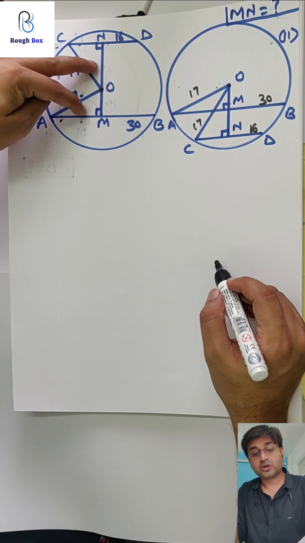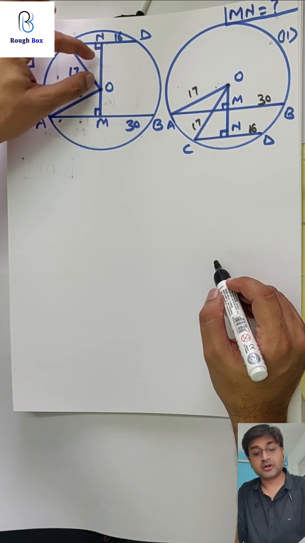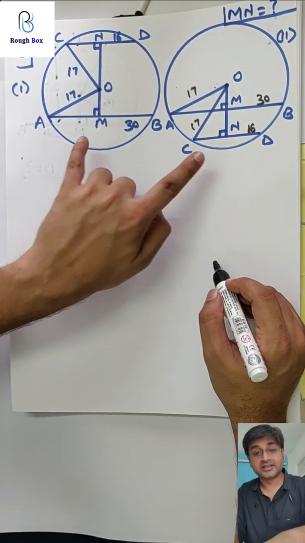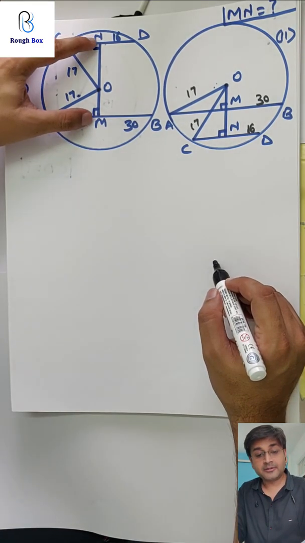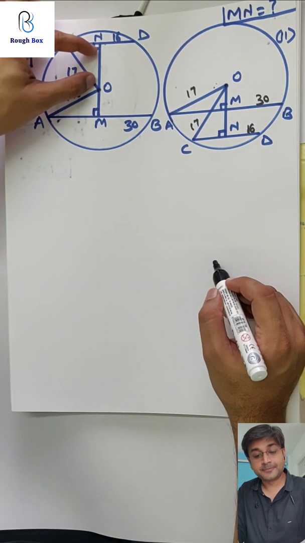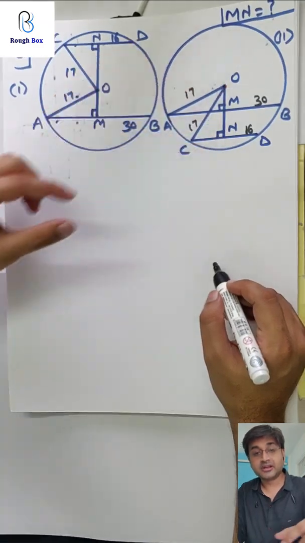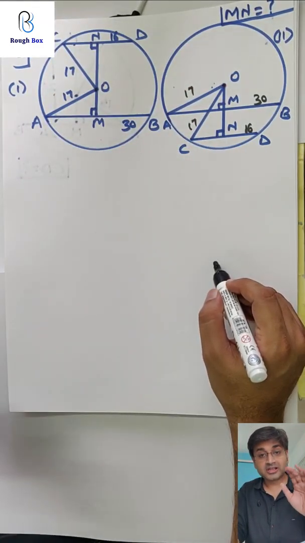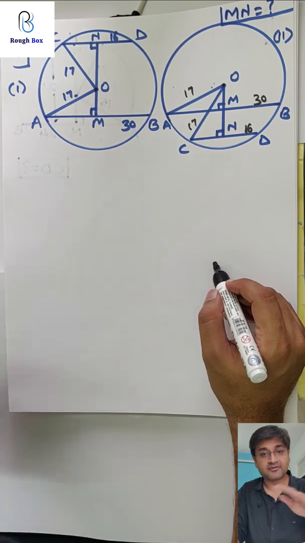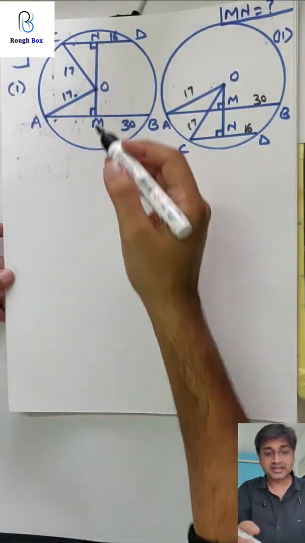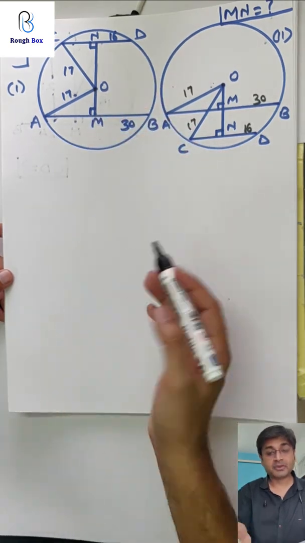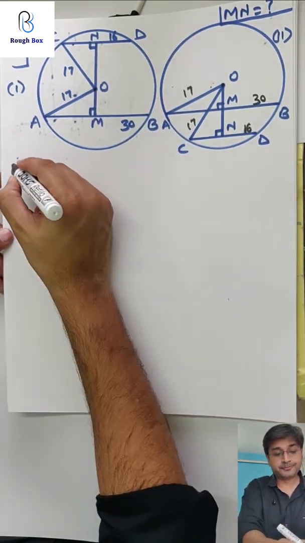So when you apply Pythagoras for the two triangles, OM and ON is what you will get. In both the cases, it will remain the same. MN for this case I will add, and MN for this case I will subtract. So only the last part is going to change, rest everything is going to remain the same. So first let's apply Pythagoras twice, get ON and OM. Then we'll talk how to go about further.